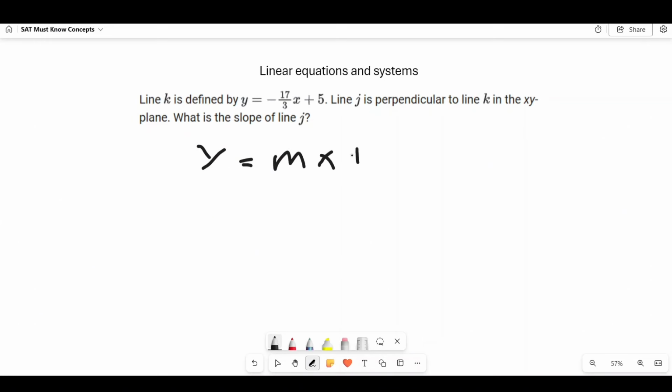If we read the question, then we see that they're asking for the slope of line J, and we're given that line J is perpendicular to line K. So we must know that if a slope is perpendicular, that means that it is the opposite reciprocal. And since our slope is negative 17 over 3, we know that our slope must be 3 over 17. And so that is the answer.